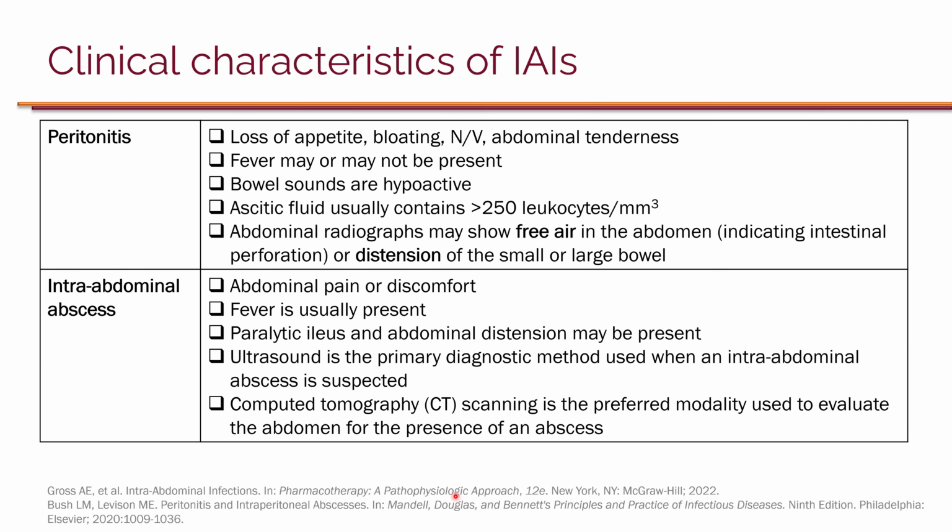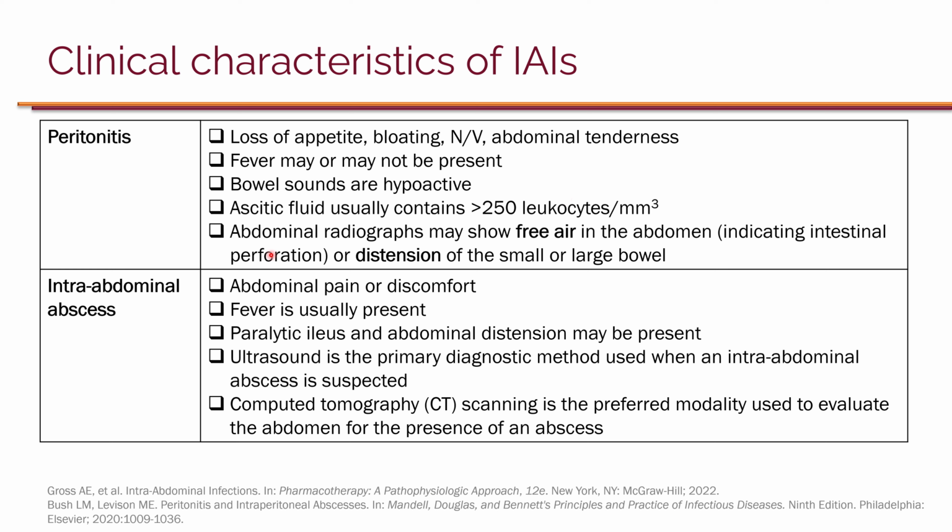Now let's take a look at some clinical characteristics. So with peritonitis, essentially patients will have loss of appetite, bloating, nausea, vomiting, abdominal tenderness. Fever may or may not be present on a physical exam. Bowel sounds are hypoactive. Now with peritonitis, pretty much ascitic fluid is available, and on ascitic fluid analysis, you will have leukocytes more than 250, that's essentially the diagnostic criterion for peritonitis.